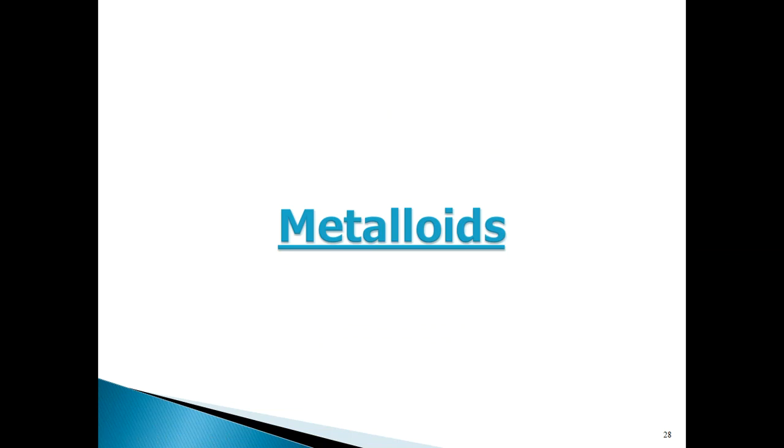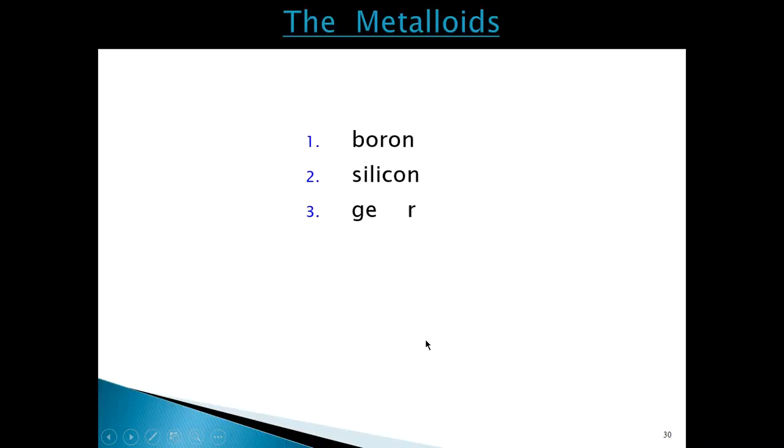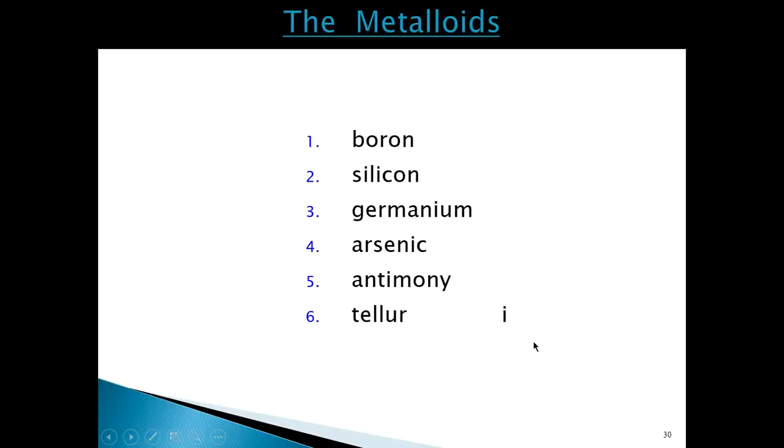The third category of elements in this discussion are known as metalloids. And as the name suggests, metalloids tend to have properties that are somewhere in between those of metals and non-metals. All right? And these are the metalloids. There are only 7 of them. So these elements have some properties in common with metals, but they also have some properties in common with non-metals. All right?